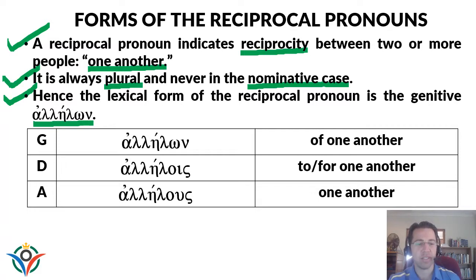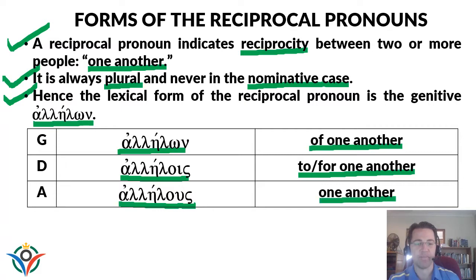The genitive is allēlōn, which we translate as of one another. The dative form is allēlois, which we translate as to or for one another. And then the accusative form is allēlous, which we translate as one another.